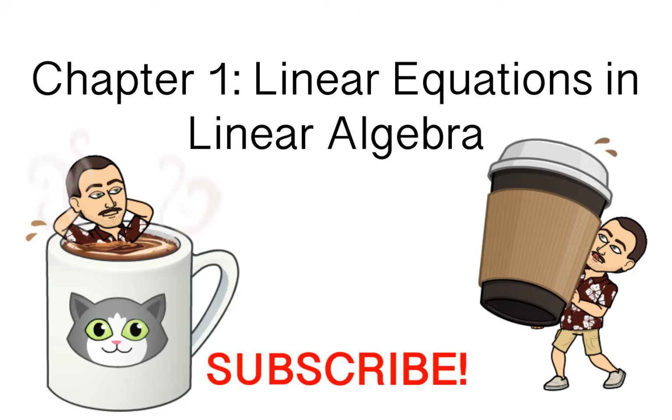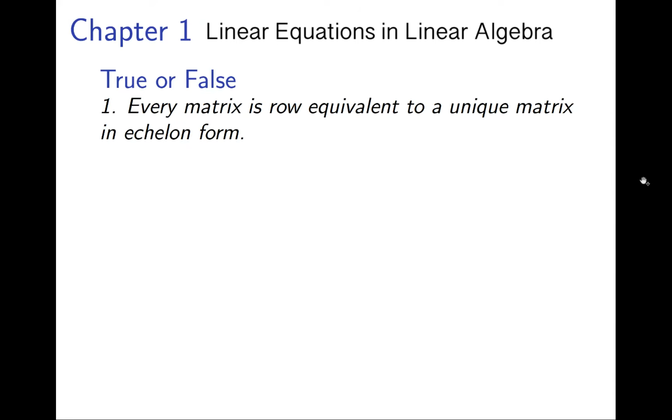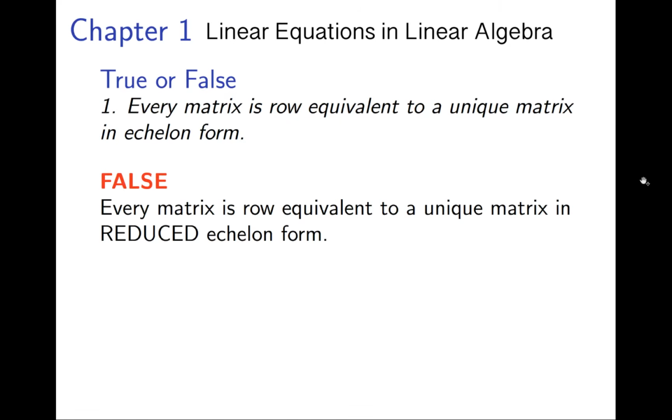Chapter 1. Linear Equations in Linear Algebra. Question 1. Every matrix is row equivalent to a unique matrix in echelon form. Well, that's false. Every matrix is row equivalent to a unique reduced echelon form matrix.